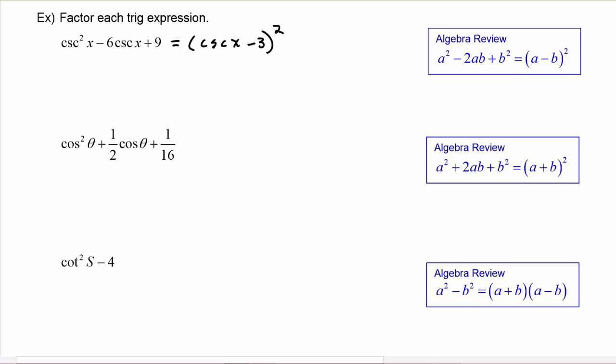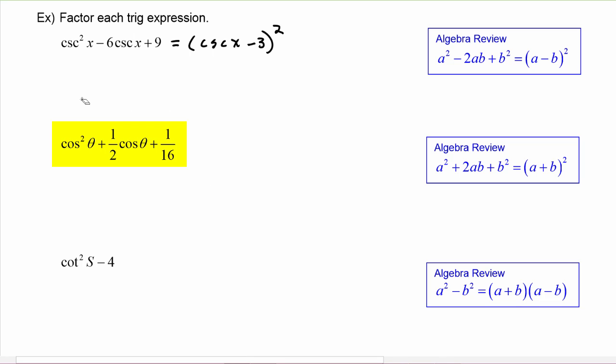And you should always double check. We know that using this rule, we're going to get cosecant of x squared. Then we have to double the product, and because of that minus sign, we're going to get a minus here. Well, the product is 3 times cosecant x, and if we double it, that's a 6 cosecant x. And then we have to square the b term. 3 squared is 9.